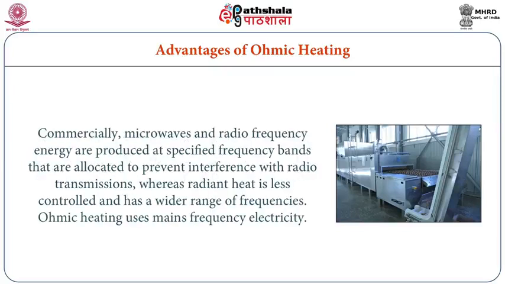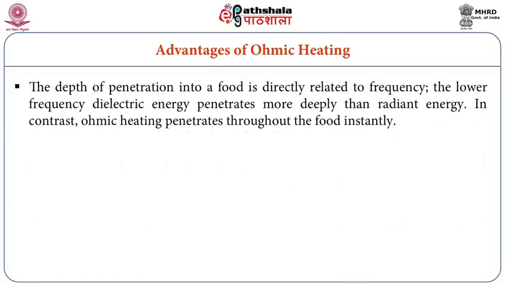Commercially, microwaves and radio frequency energy are produced at specified frequency bands that are allocated to prevent interference with radio transmissions, whereas radiant heat is less controlled and has a wide range of frequencies. Ohmic heating uses mains frequency electricity. The depth of penetration is directly related to frequency. The lower frequency dielectric energy penetrates more deeply than the radiant energy. In contrast, ohmic heating penetrates throughout the food instantly. So here the penetration is more in the case of ohmic heating.